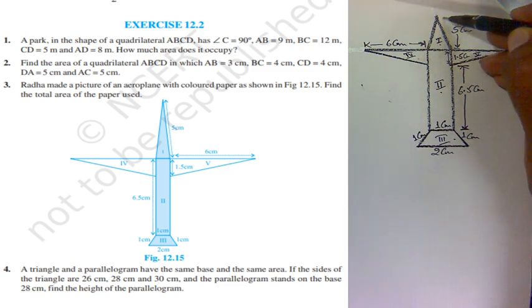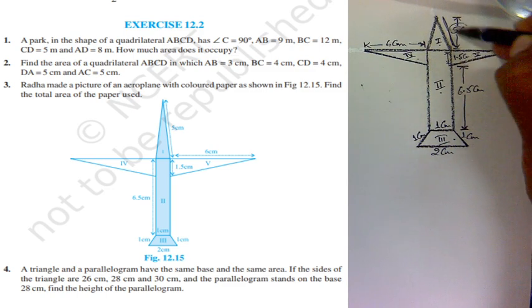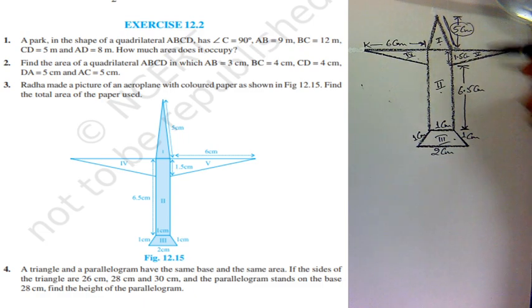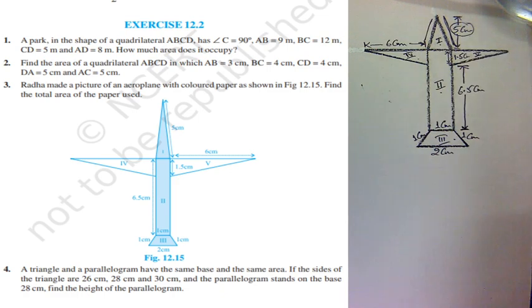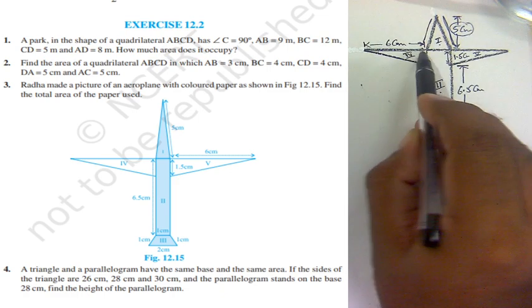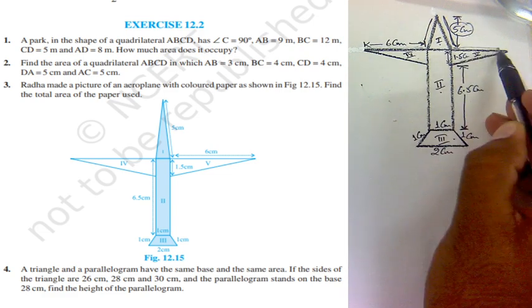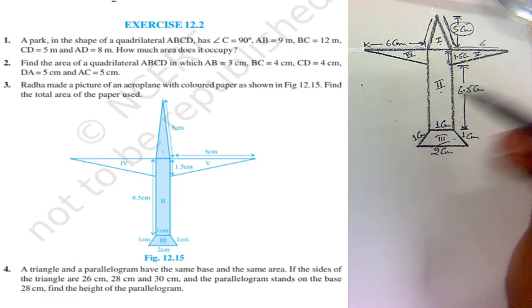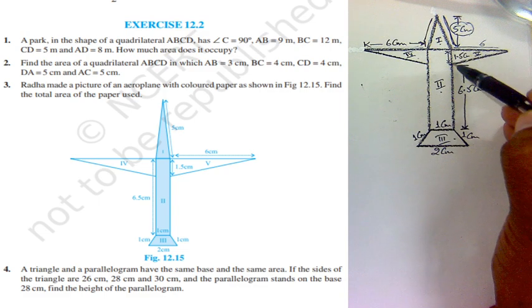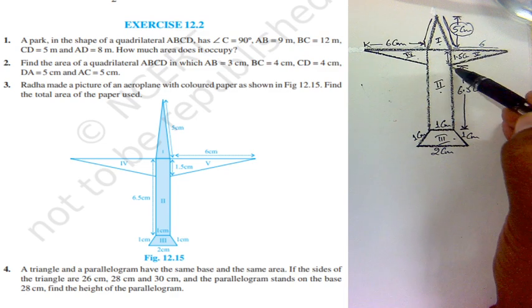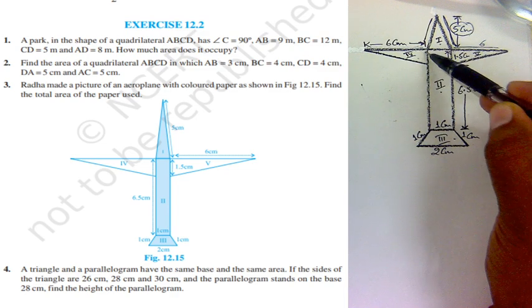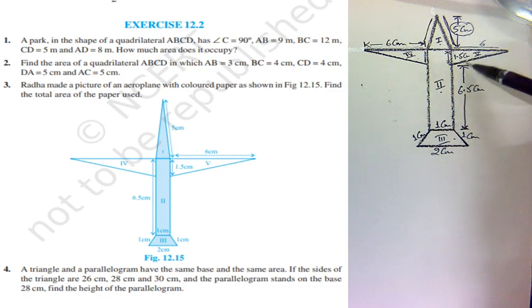Now this side which is there, this side is given to you as 5 centimeter. If this is 5, the opposite to this will also be 5 centimeter. This side is given to you as 6 and this is also 6. This part where this triangle is attached, this is 1.5. So same in fourth part also, this will be 1.5. From here the total length remaining part is 6.5 centimeter.